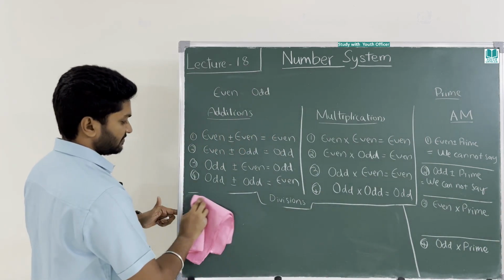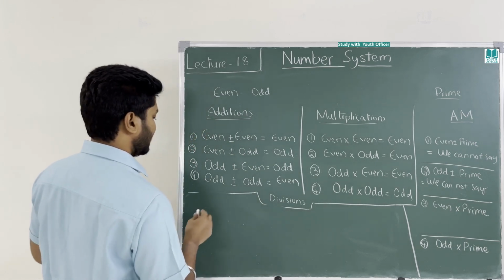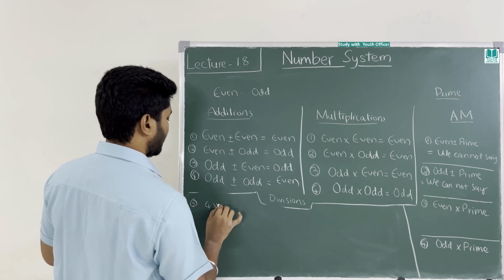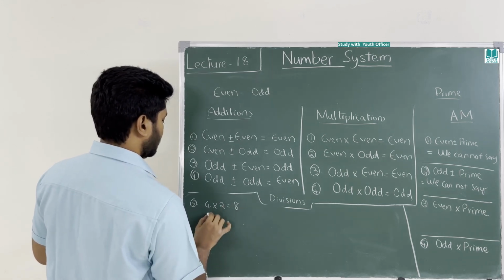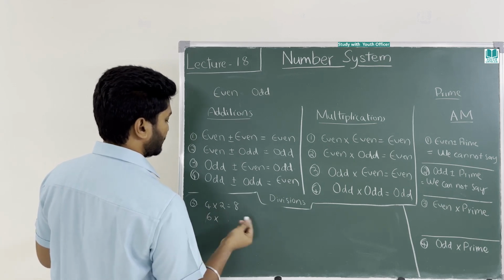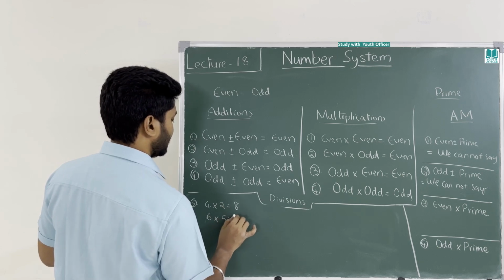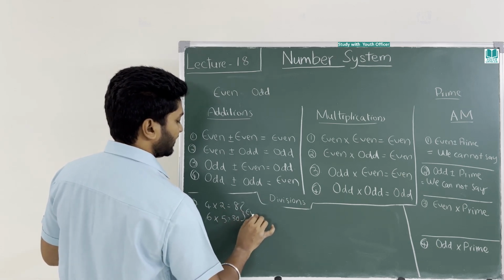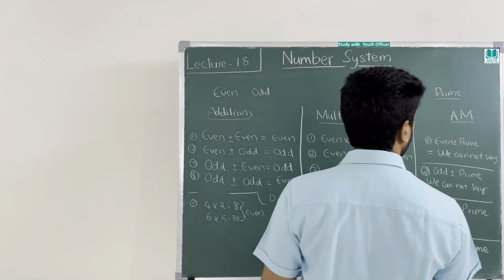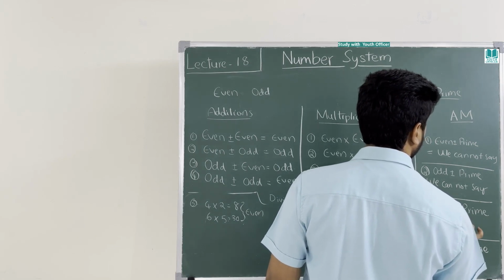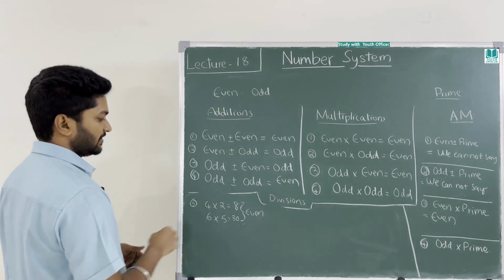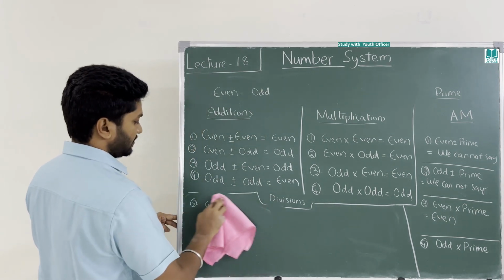Now third example. Third example is even number times prime number. Even number I will take, say 4 into prime number 2, that is 8. Again even number I will take 6 into one more prime number, say 5, that is 30. Both of them are even. That means when you multiply even with the prime, you will get even number. I will tell you why after this explanation. Okay. Now fourth example.